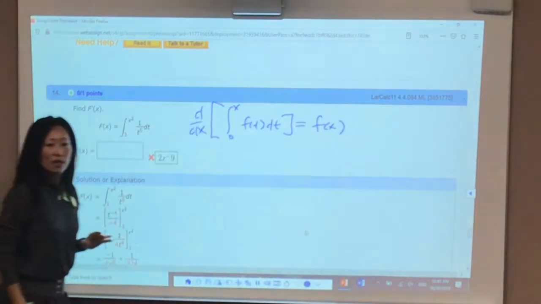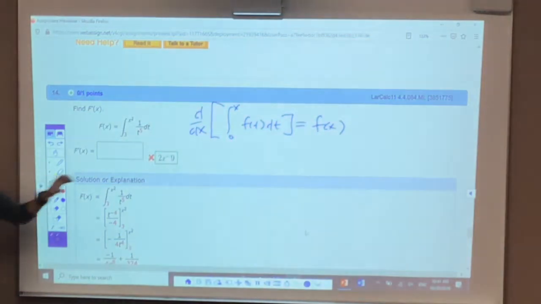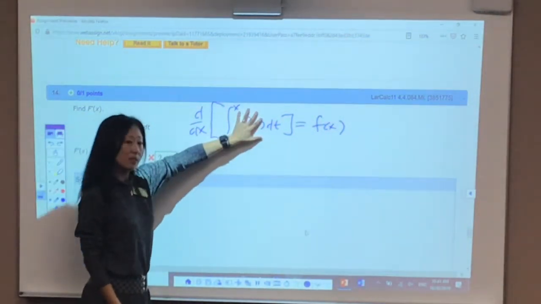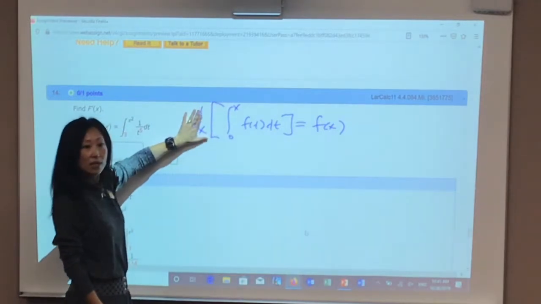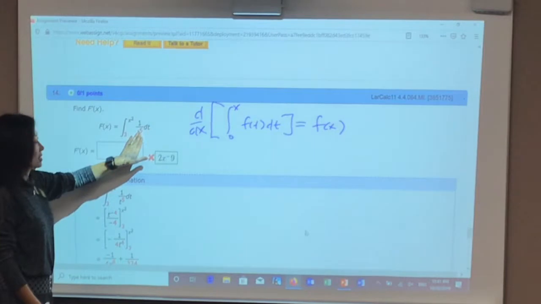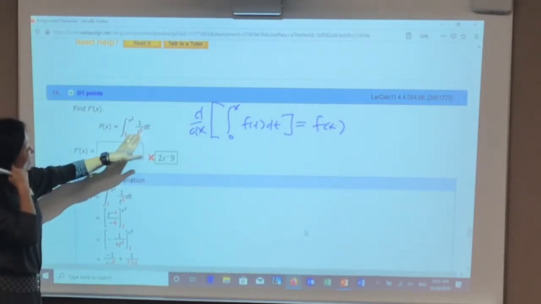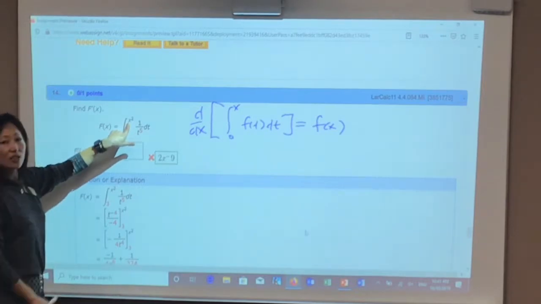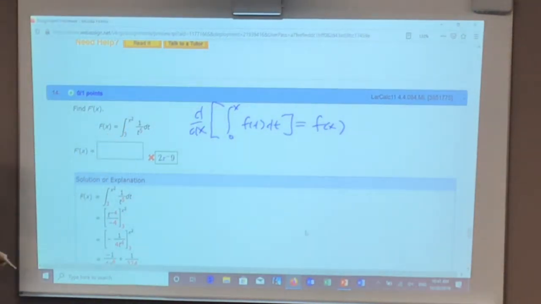Remember, this is what we're supposed to have, right? That's the second fundamental theorem of calculus. So we're supposed to take the antiderivative, and then what do you do? Take a derivative of that. Are you with me, class? So I have this. All right? So what is the derivative of x squared? 2x. Am I right, class?